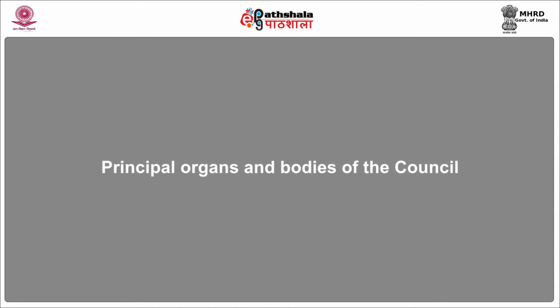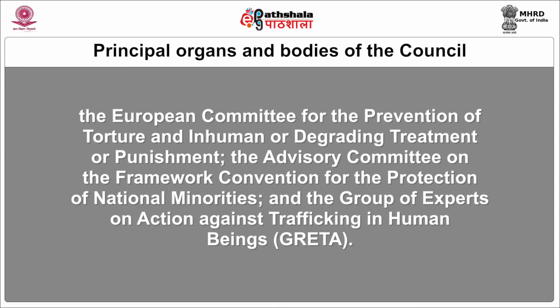Principal organs and bodies of the Council. So, what are the principal organs and bodies of the Council like? Let's have a look. The Statute of the Council lists three statutory organs: the Parliamentary Assembly, the Committee of Ministers, and the Secretariat. The Council, through dedicated conventions and treaties, has established numerous human rights and rule of law related bodies, the most prominent of which is the European Court of Human Rights. Other treaty bodies include the European Committee for the Prevention of Torture and Inhuman or Degrading Treatment or Punishment, the Advisory Committee on the Framework Convention for the Protection of National Minorities, and the Group of Experts on Action Against Trafficking in Human Beings, GRETA.